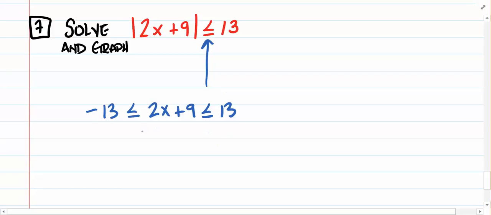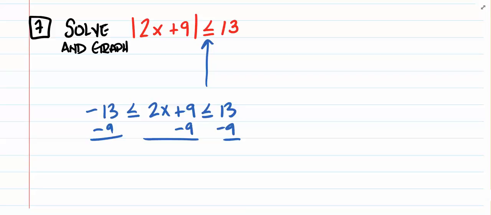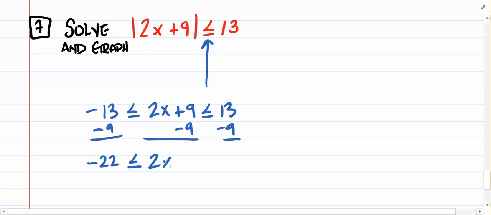Now I just solve for the value of x. So I would subtract 9 from all three locations. On the left-hand side, I would get negative 13 minus 9, that's negative 22, less than or equal to 2x, less than or equal to 13, take away 9 is 4. Now, I would divide everything by 2 in all three spots, the left, the middle, and the right, and I would get this statement here. Negative 11 is less than or equal to x, which is less than or equal to 2.